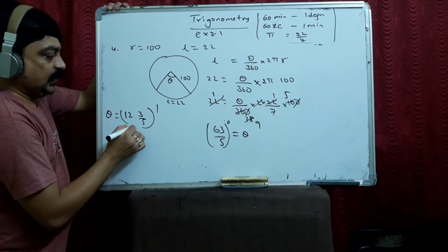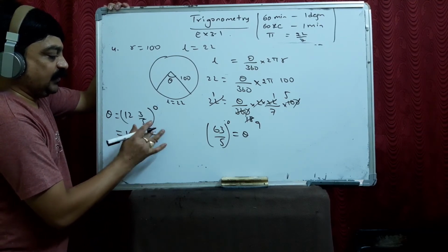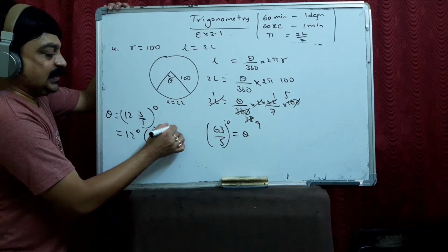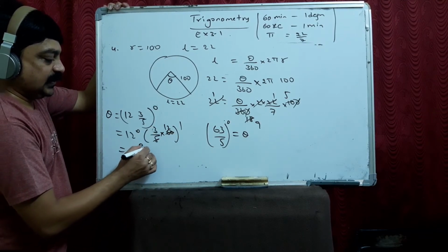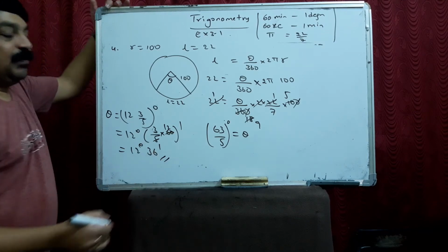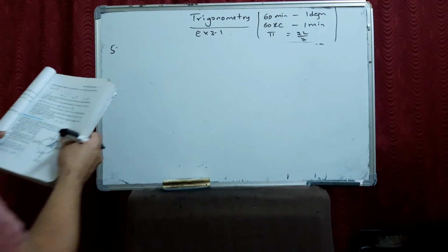Again, 12 degrees and 3 by 5 into 60 minutes. It will get cancelled. 12 degrees 36 minutes. No seconds here.